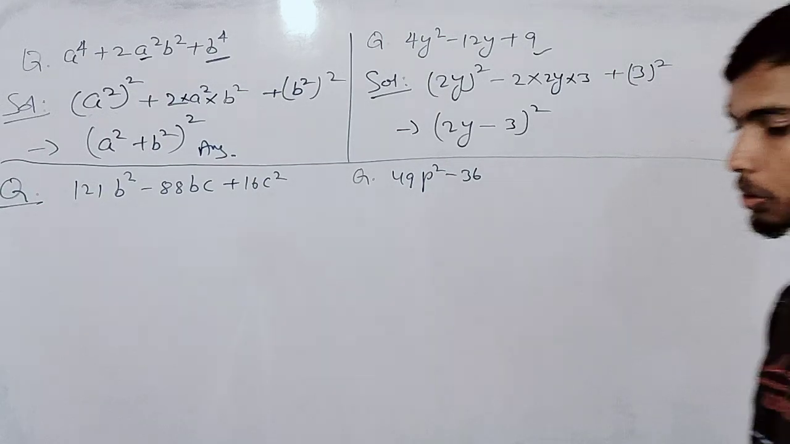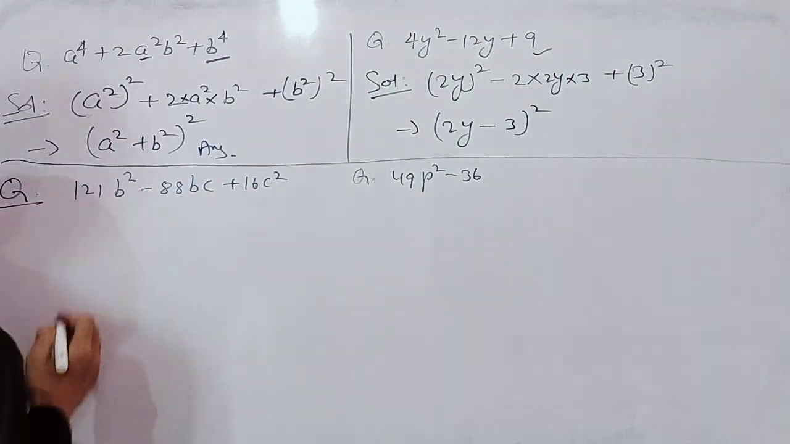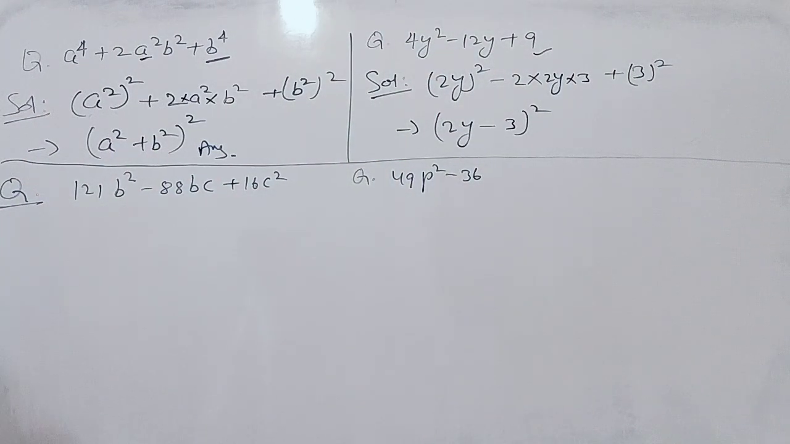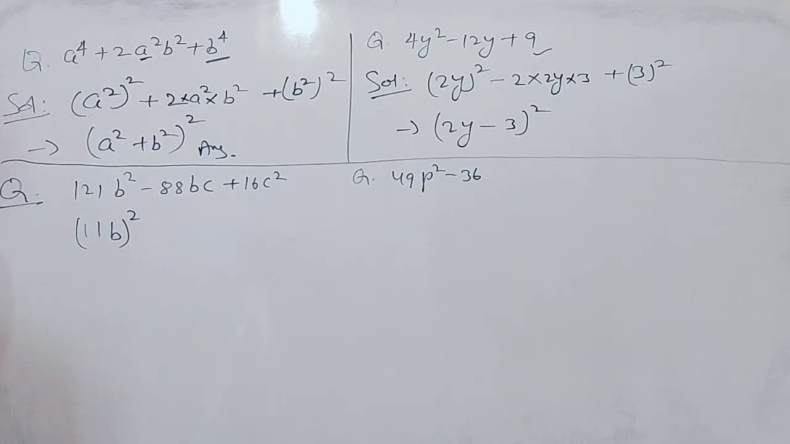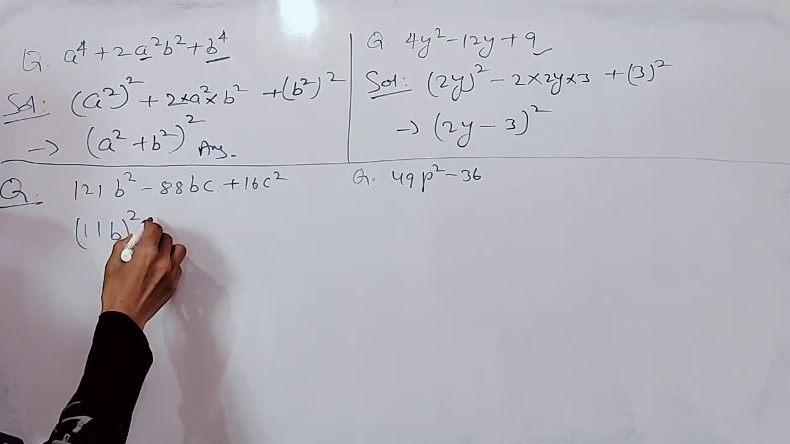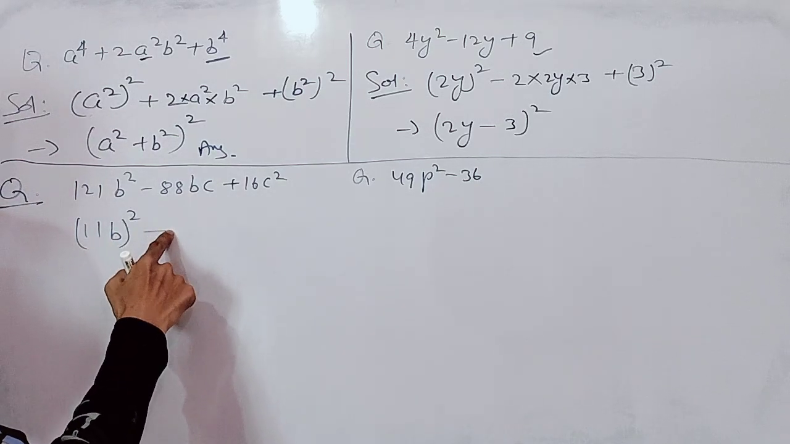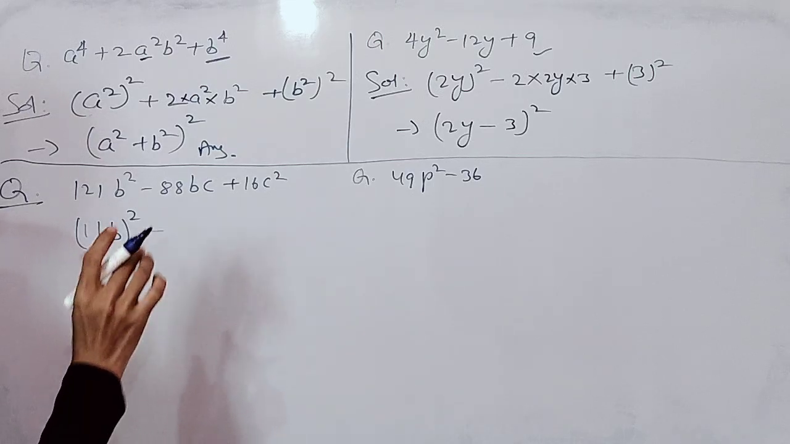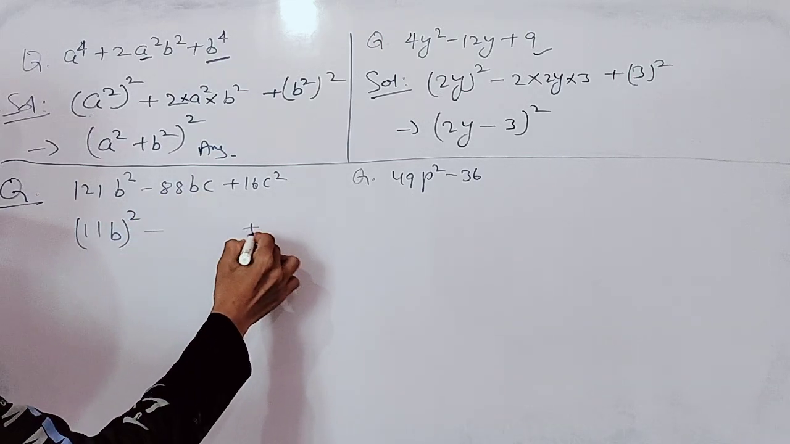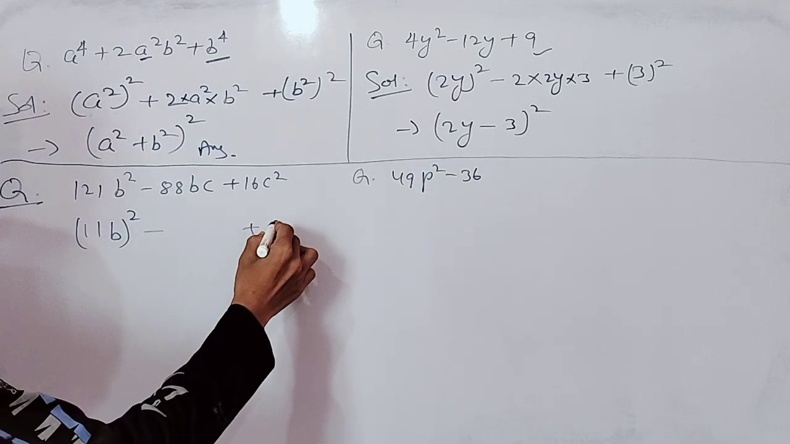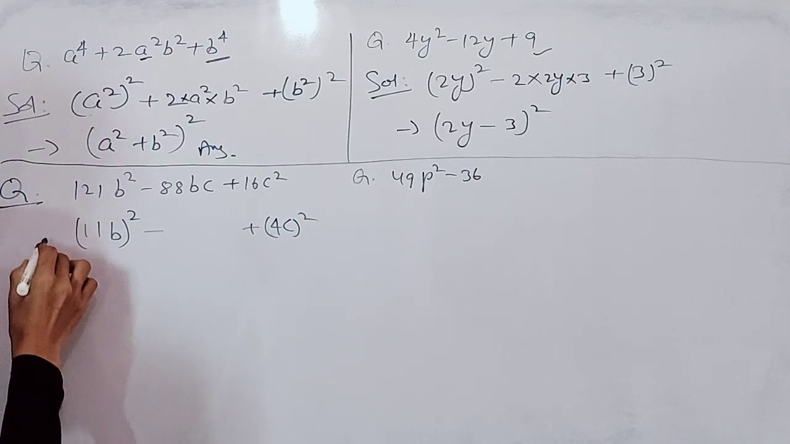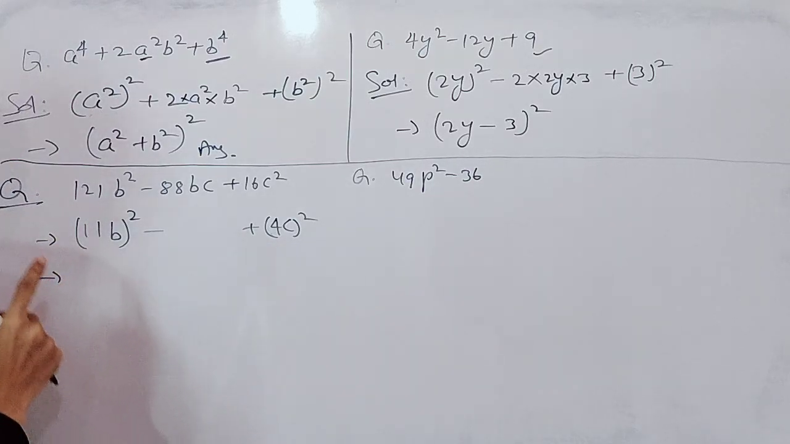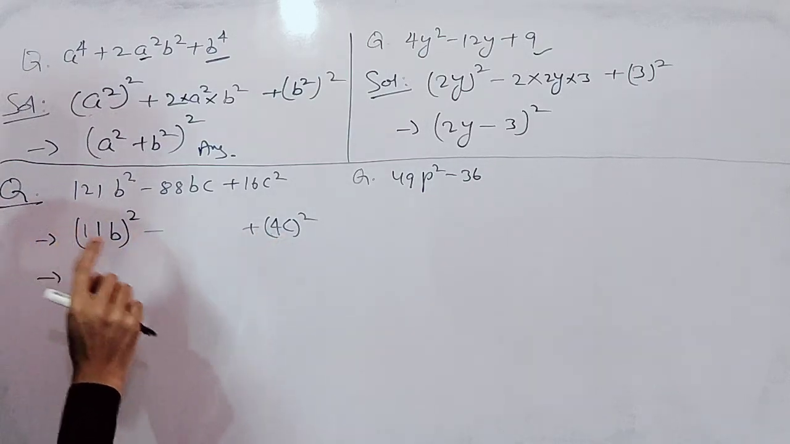Try to understand this question. Yes, it is a perfect square of 11. It can be written as 11b raised to power 2. It will give you 121 b square. Now, we can leave it for a few seconds. Okay, here, look at this. It is a perfect square of 4. It can be written as 4c raised to power 2. Clear?